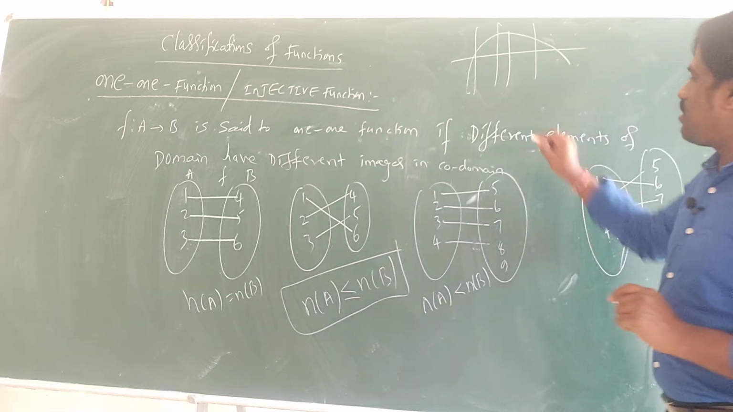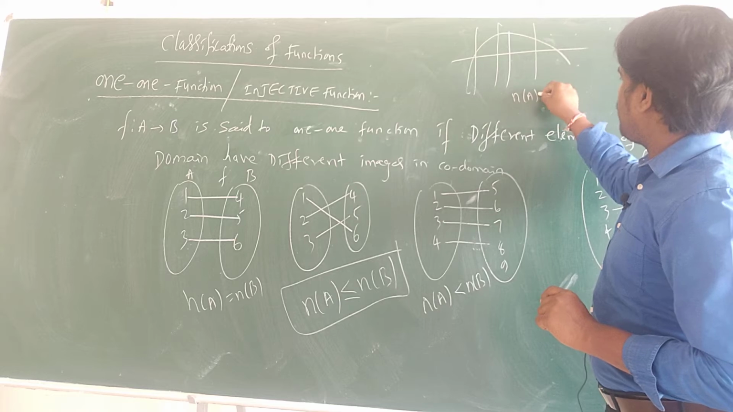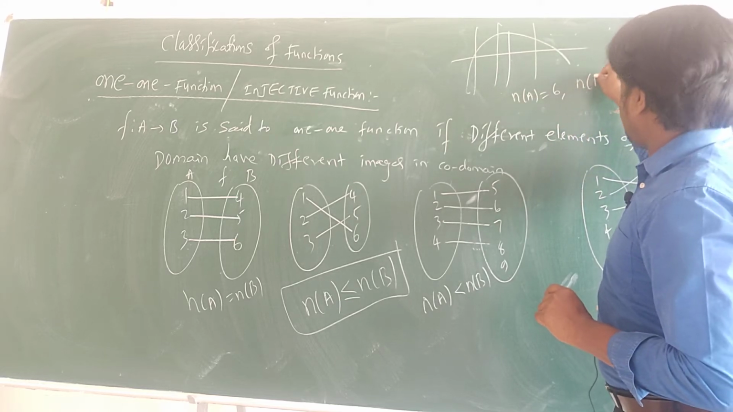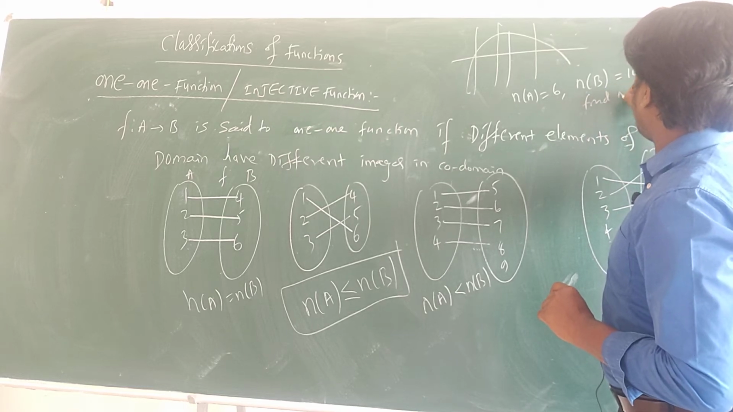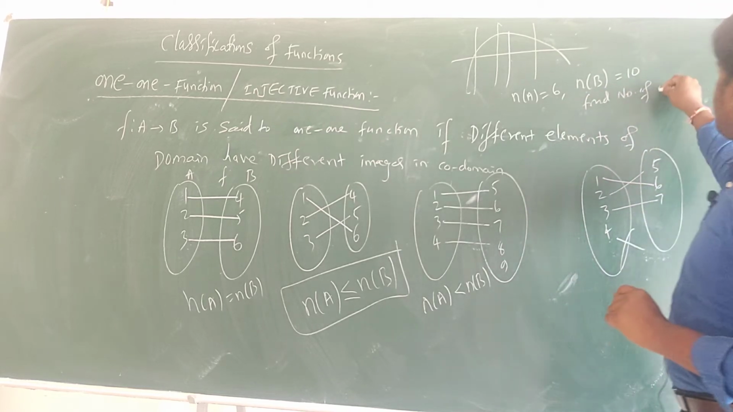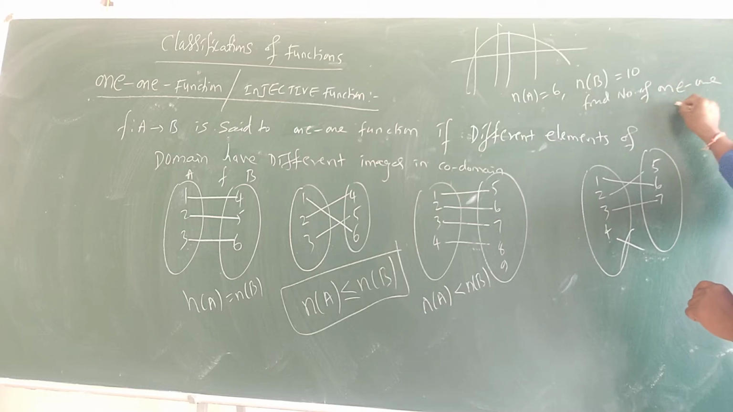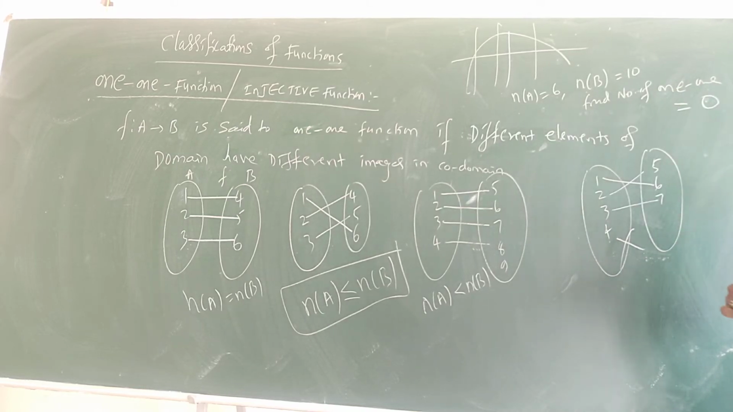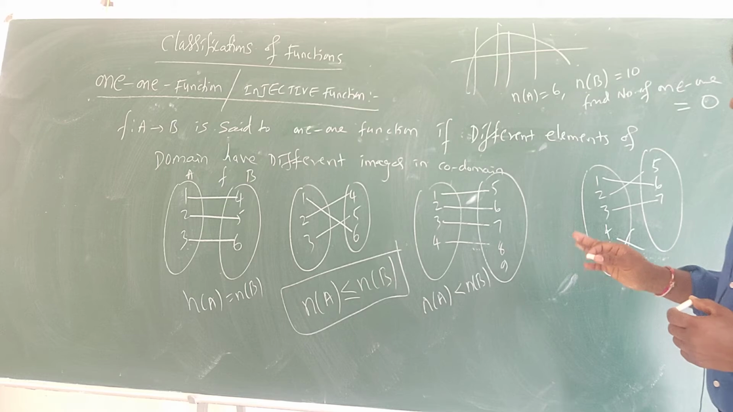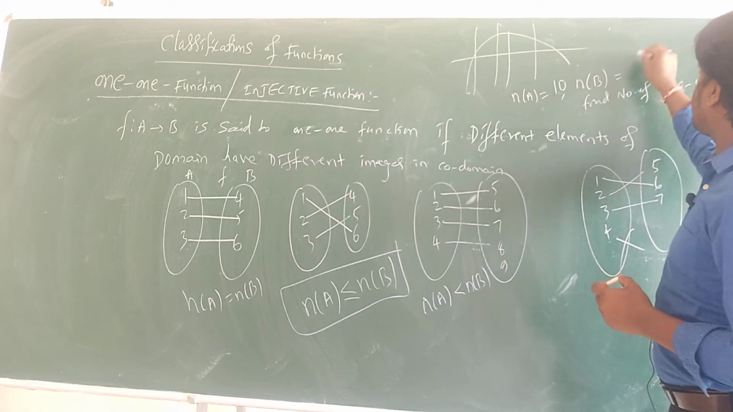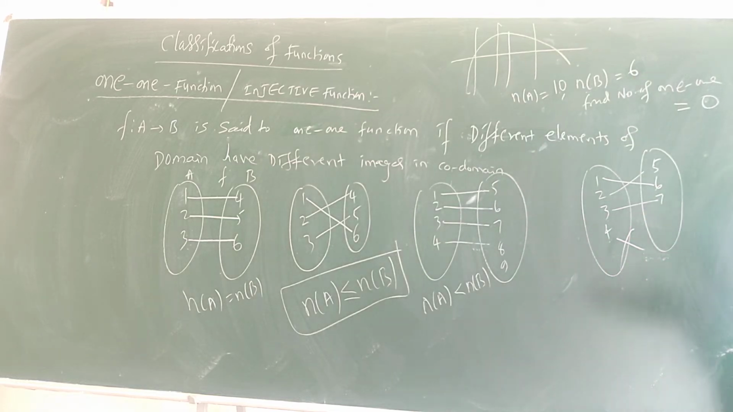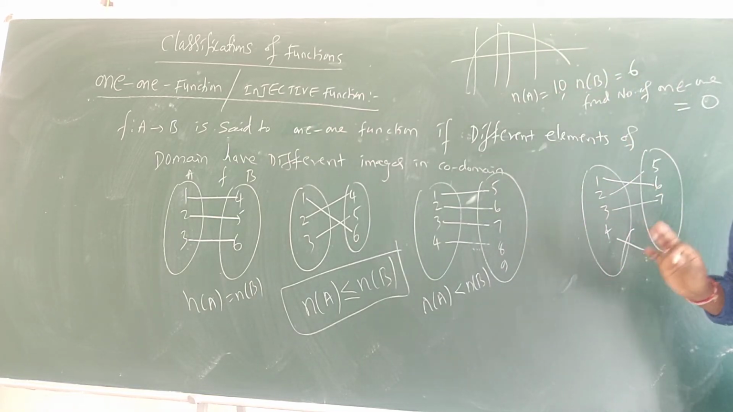If somebody asks you, suppose they give the number of A equal to 6 and the number of B equal to 10, find the number of one-one functions. Number of one-one functions, how many will there be? Then 0 is the answer? No, sorry, I have to take it differently, one second. Number of A should be less than, OK, either 10, either 6. Then 0.